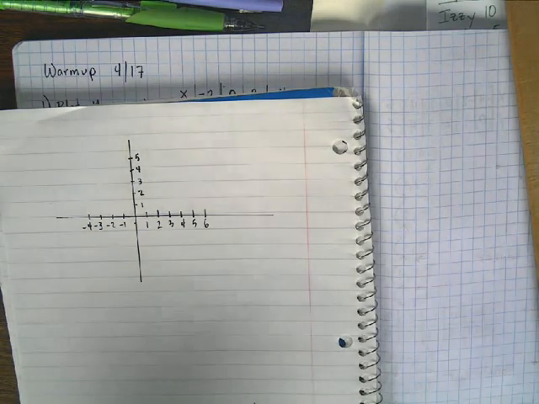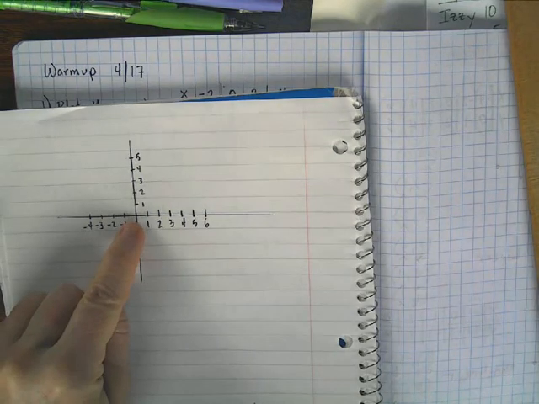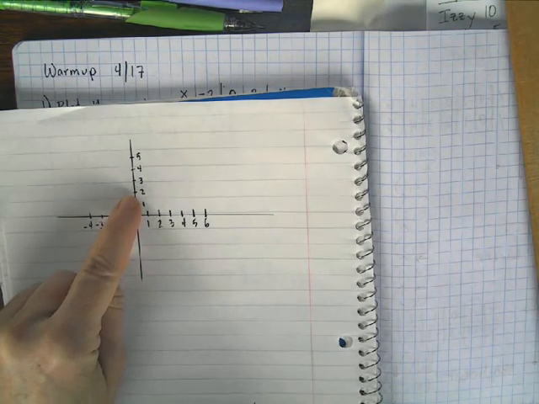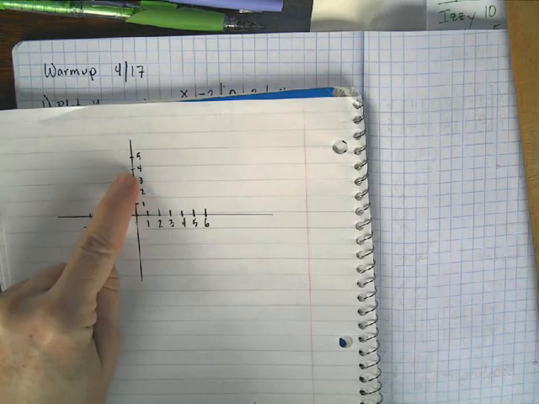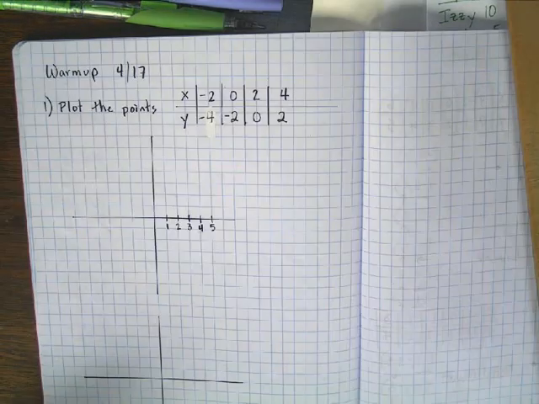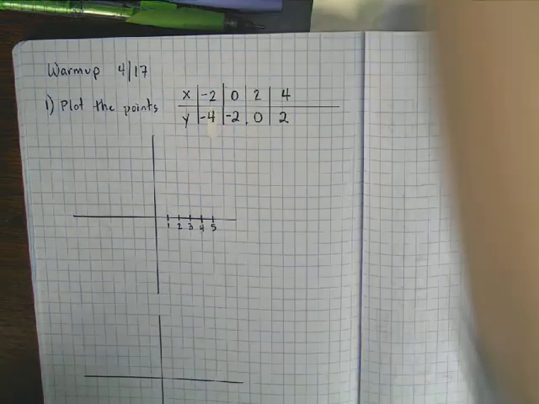It's very important that the space is the same between each number. The spaces need to be the same. That's why we use graph paper. Okay, so please be careful.